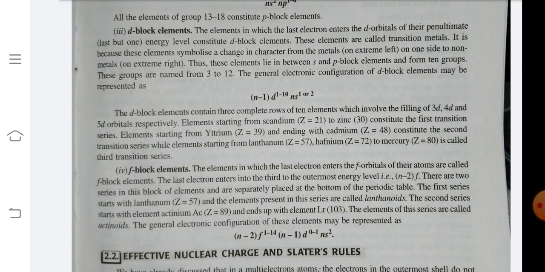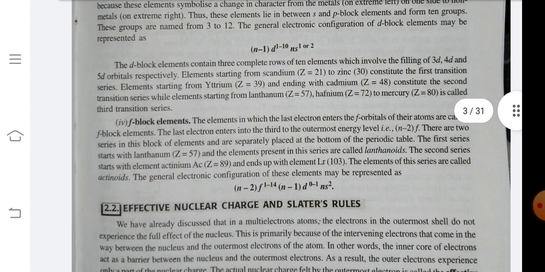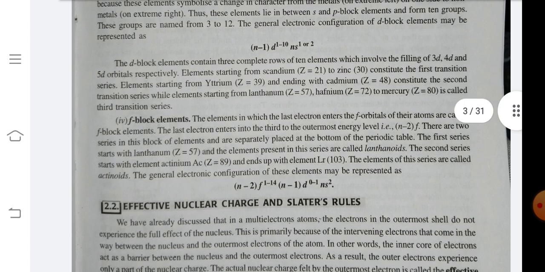D block elements, the elements in which the last electron enters the d orbitals of their penultimate energy level, constitute D block elements. These elements are called transition elements. It is because these elements symbolize a change in the character from the metals on one side to non-metals. Thus, these elements lie in between S and P elements and form 10 groups. These groups are named from 3 to 12.